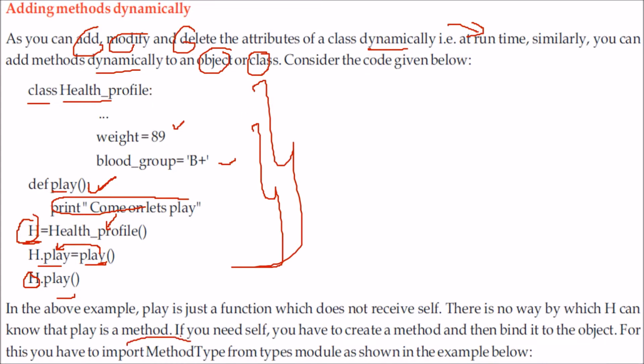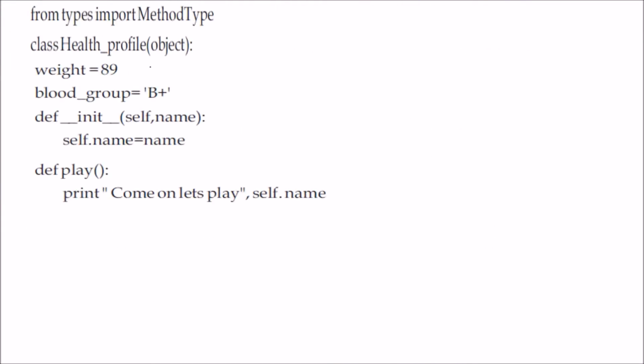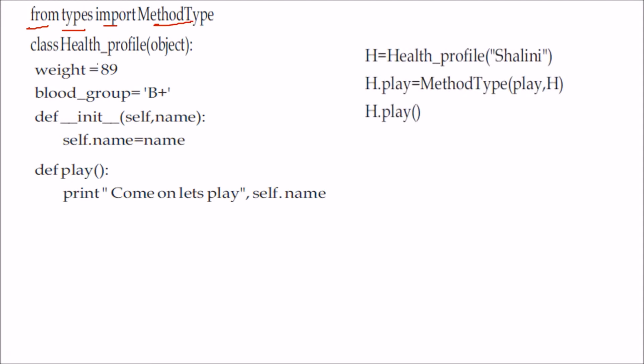You have to import MethodType from the types module, as we just saw. So this is the way we are going to dynamically create it: from types import MethodType. Now in this case we have the class health profile with weight and blood group. Now we have defined this init self comma name. Self dot name will go here. Play, right, this is okay.